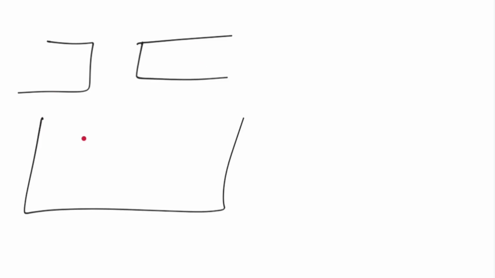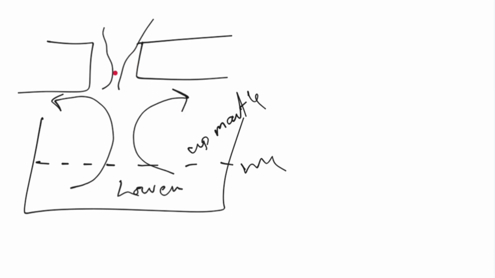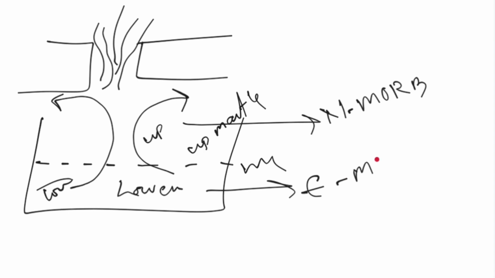This is your lower mantle and this is your upper mantle. Now the convection is going on. The erupting lava may be from the upper mantle or from the lower mantle because of convection. If it taps the upper mantle, we call it N-MORB. And if it taps the lower mantle, meaning it comes from the lower mantle, then it will be called E-MORB.